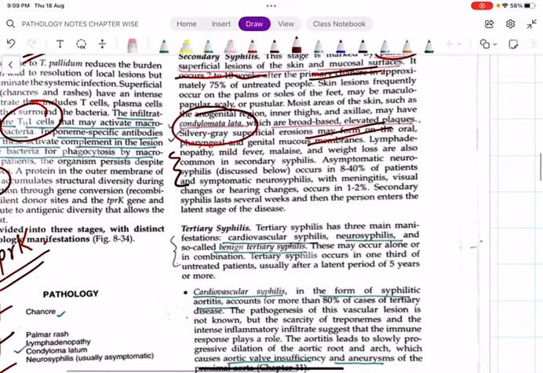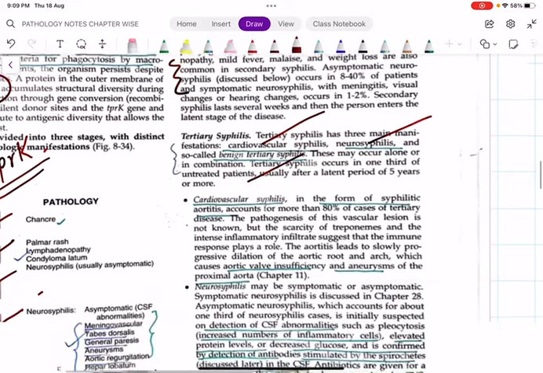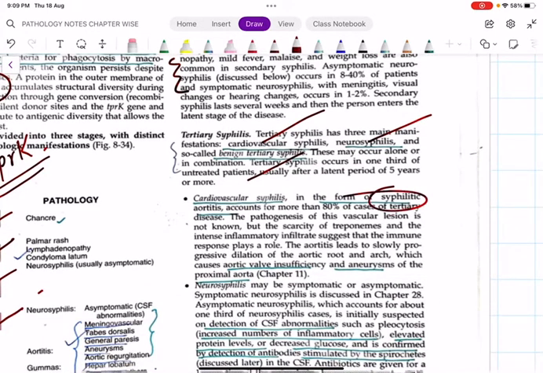Tertiary syphilis is mainly the complication, a very serious complication like cardiovascular syphilis, neurosyphilis, and benign tertiary syphilis. Cardiovascular syphilis mainly causes syphilitic aortitis, and remember the patient may finally die because of rupture of aortic aneurysm and aortic wall insufficiency.